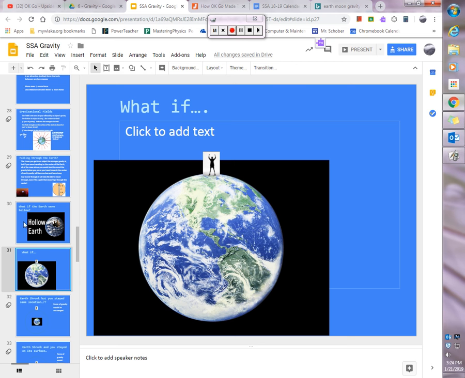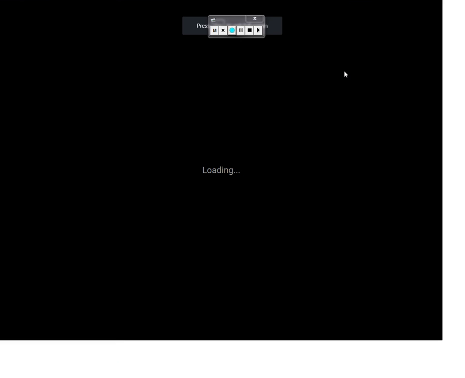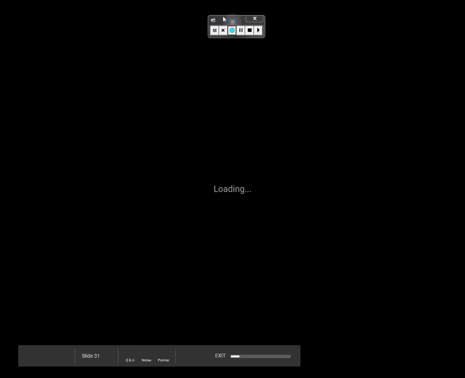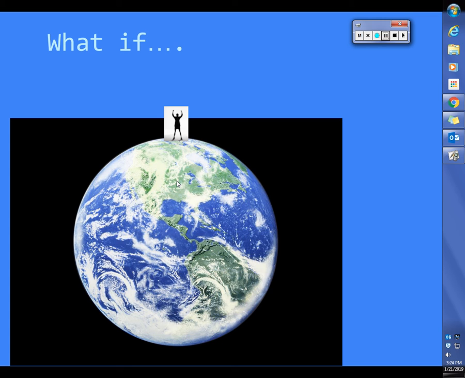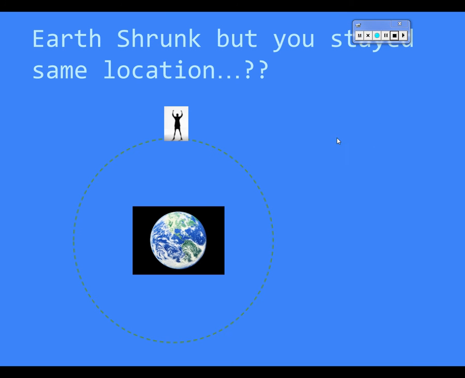So, a few hypothetical questions. Here's a person standing on the surface of the Earth. We're just going to jump this to full screen here. So, you have a person standing on the surface of the Earth, and say, as we did that, the Earth magically shrunk, but you stayed in the same location. So the Earth had the same mass, but it all shrunk down.